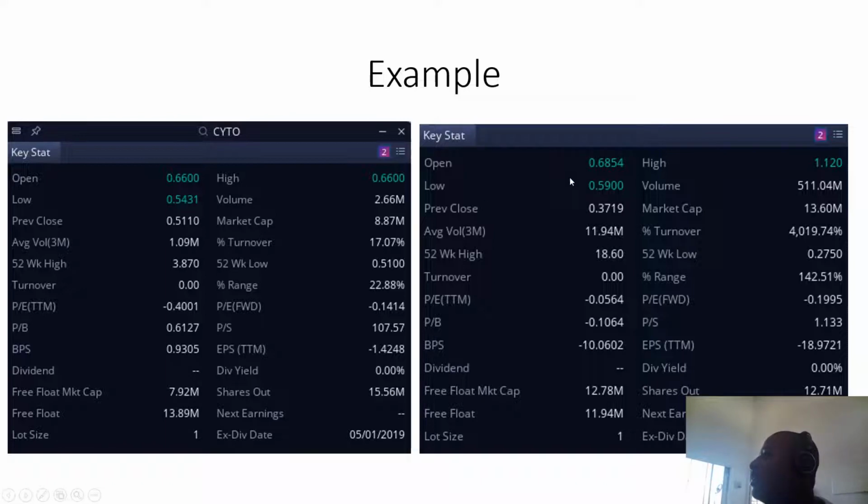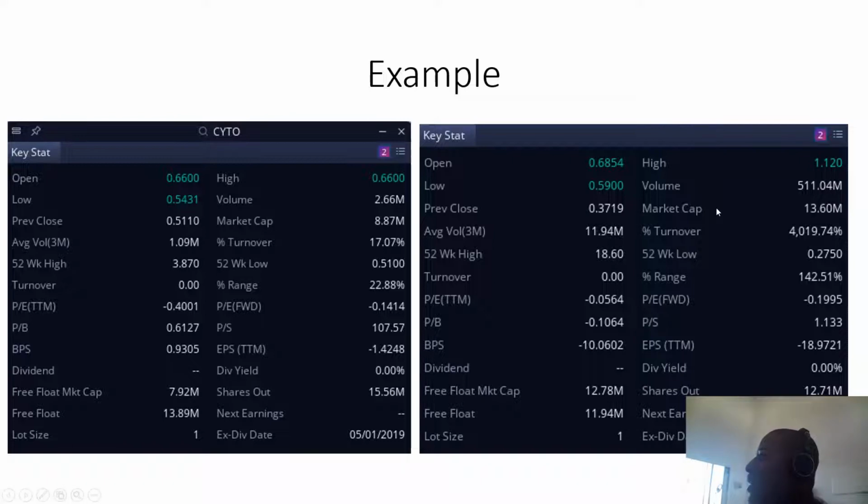Let's look at this one here. I believe, was this the same one? This was a different stock. I forgot which stock it is, but anyways, the name doesn't matter, because you don't care about the company. Let's take a look. Shares outstanding, 12.71 million. Free float, 11.94. So same as CYTO. Of the shares that are available throughout the whole company, there's about 11 million that can be traded amongst the public, which is good.